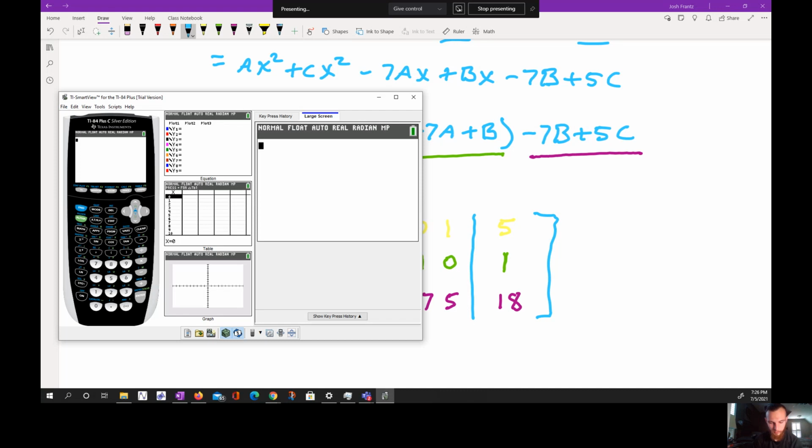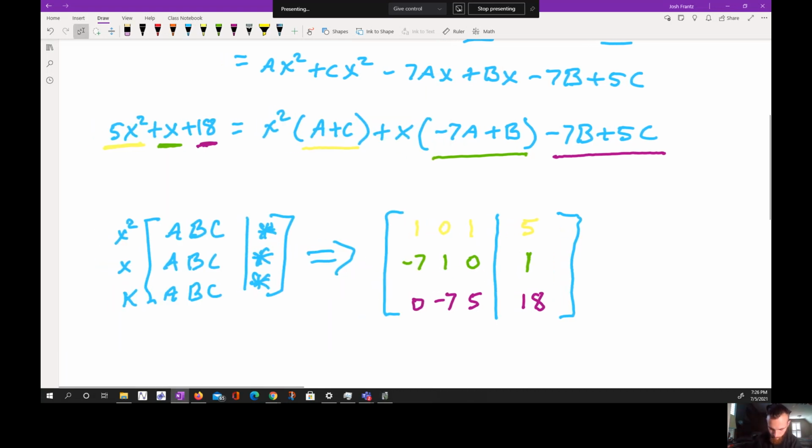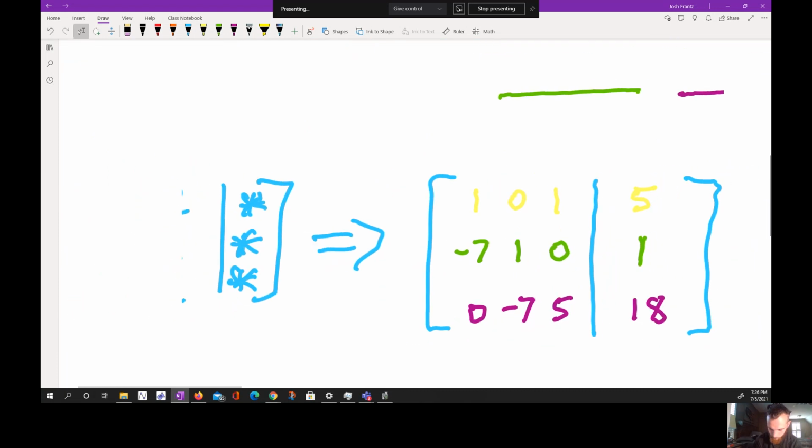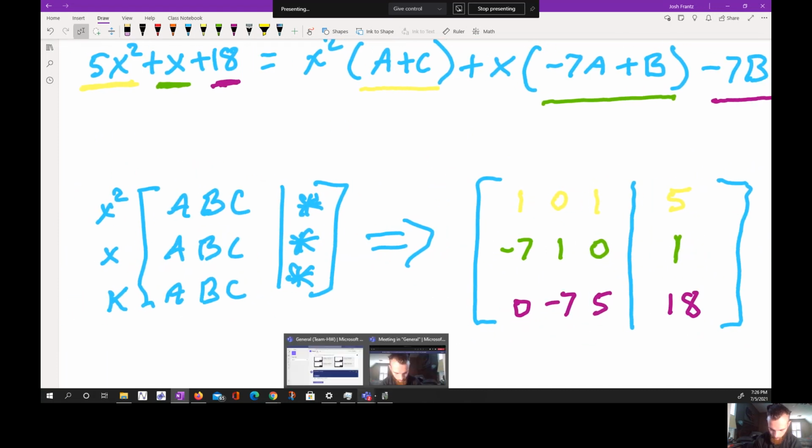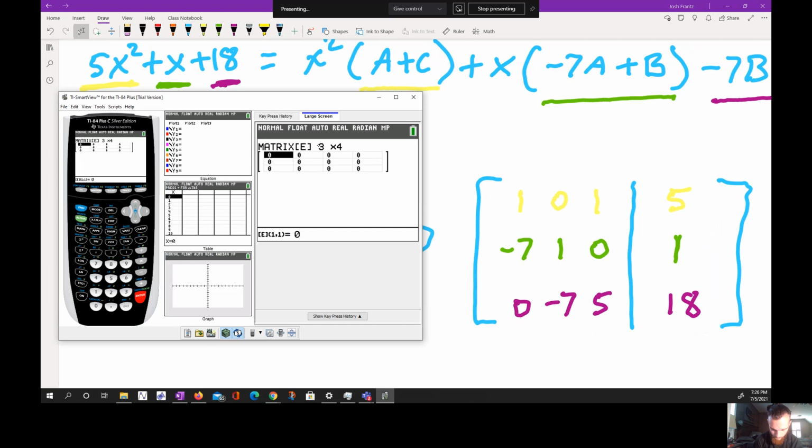So once you get your TI-84 open, you want to go to Second. You want to go to Matrix. Scroll over to Edit, and I'll go ahead and edit it in E. All right, and once you get here, you want to type in what type of matrix we have. So we have a 3 by 4. All right, perfect. And then we go ahead and type what we see.